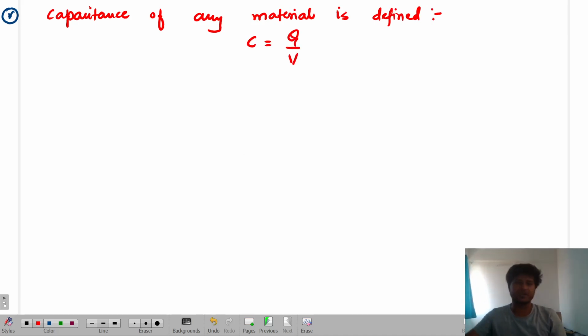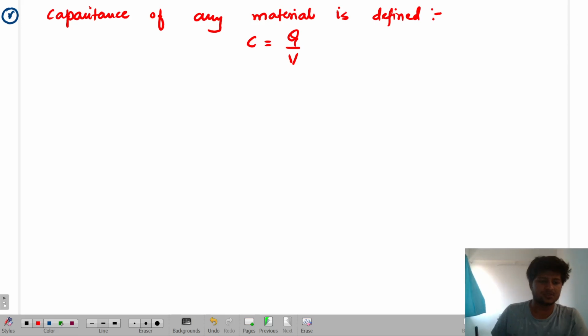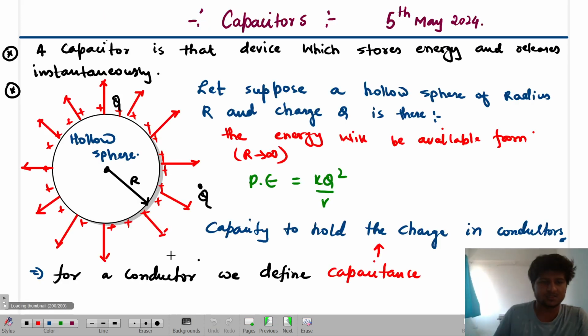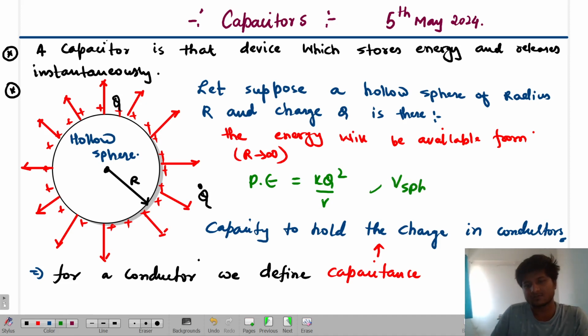And that is why we define the capacitance of a material as C is equal to Q by V. Are you able to get me? Is that clear? So look over here. Let's suppose, right now we discussed the sphere. You know that the potential of the sphere is given as what? kQ by R.